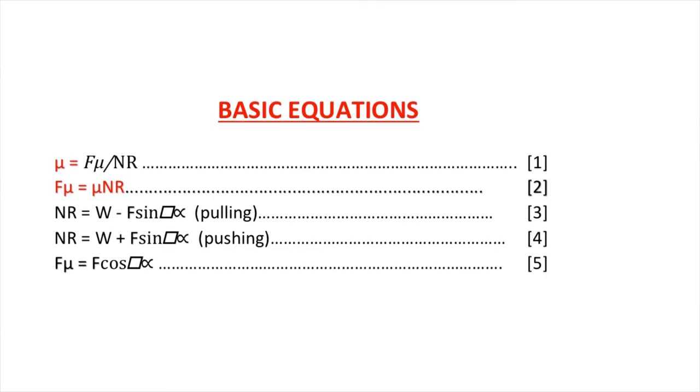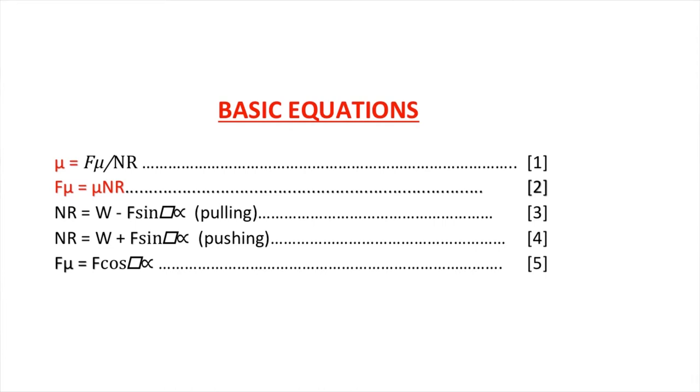In the second lesson, we've been doing these equations. Mu, that is the coefficient of friction, is calculated by the frictional force divided by the normal reaction. What is the frictional force? Frictional force is F cos alpha. Normal reaction depends on whether you are pushing it or pulling it. Frictional force is equal to the coefficient of friction multiplied by normal reaction.